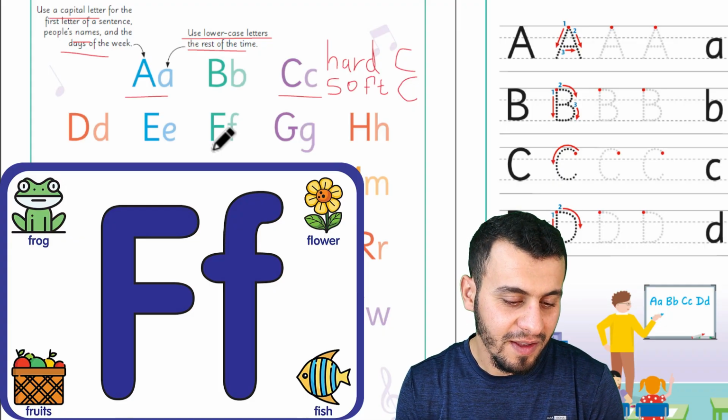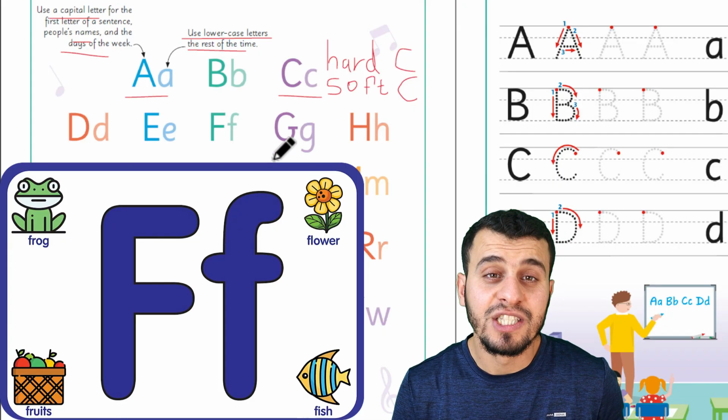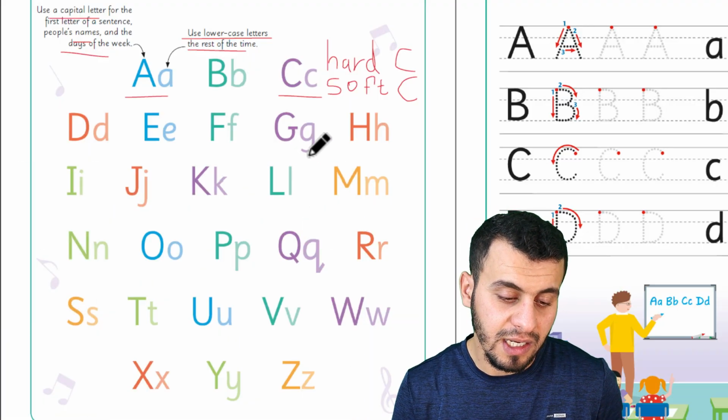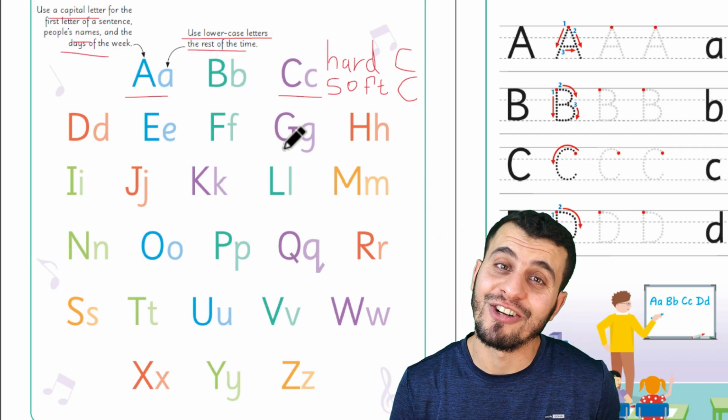Okay? G. G says g. Okay? And G also has soft G and hard G.